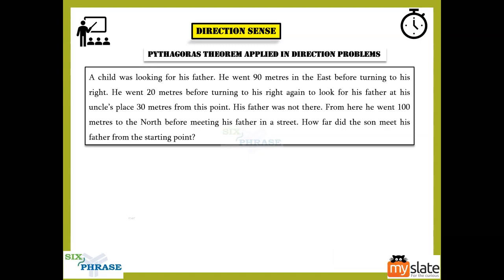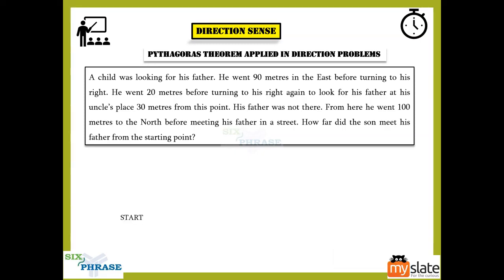So he's starting now, he goes 90 meters east. So he starts, and what is this distance? This is 90 meters, right? He moves 90 meters east before turning to his right. Now what is his right side now? He's going eastward. Is it south or north? I hope most of you gave the correct answer.